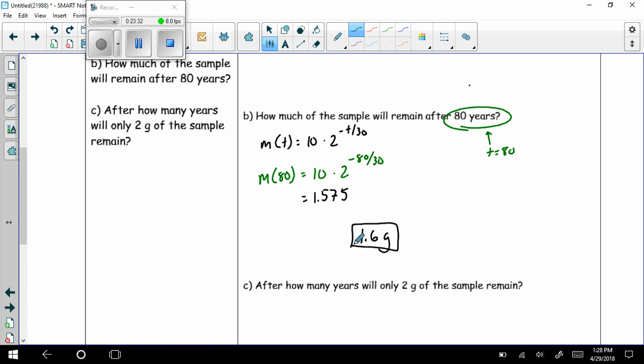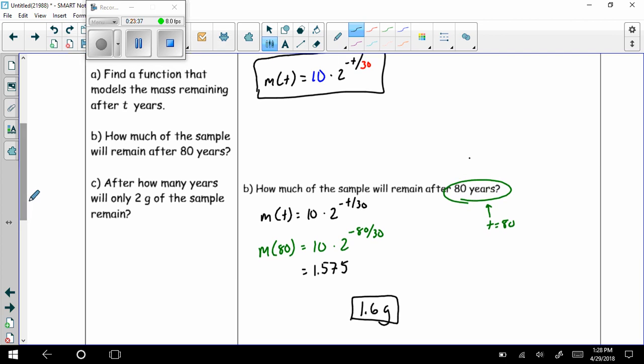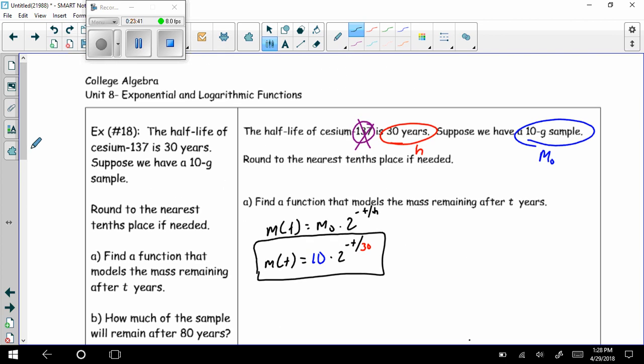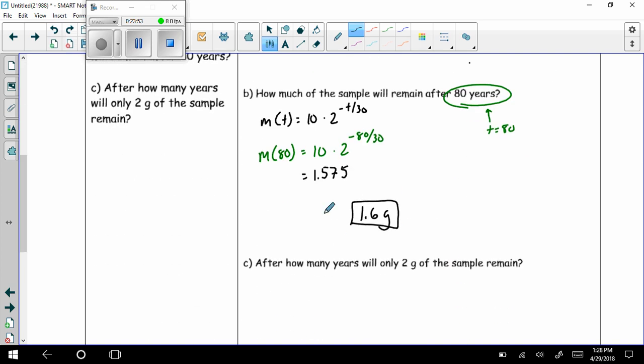And here's what I mean about knowing what is going on. If I want to know how much is remaining after 80 years, if it has a half-life of 30, that means it decreases by half every 30 years. So after 30 years, 10 grams goes to 5 grams. After another 30 years, 5 grams goes to 2.5. And so I should know that my final result should be less than 2.5. If I end up with something bigger than my initial mass, there's a problem. So just remember, look at your answer at the very end and make sure that it makes sense in context of the problem.